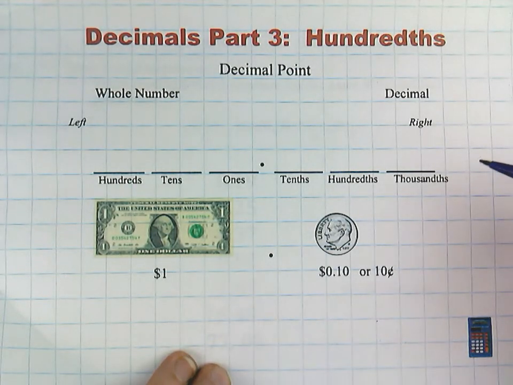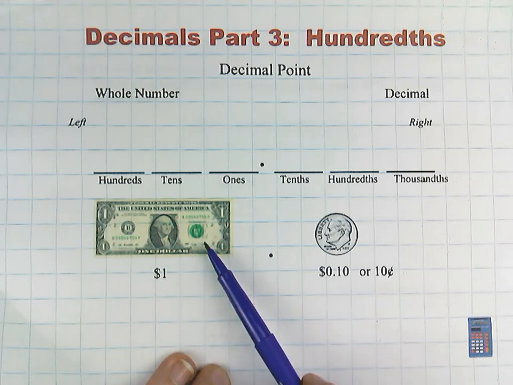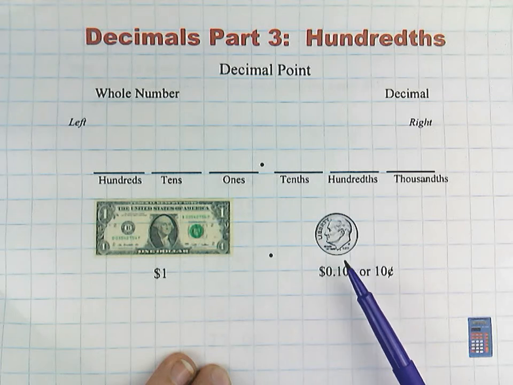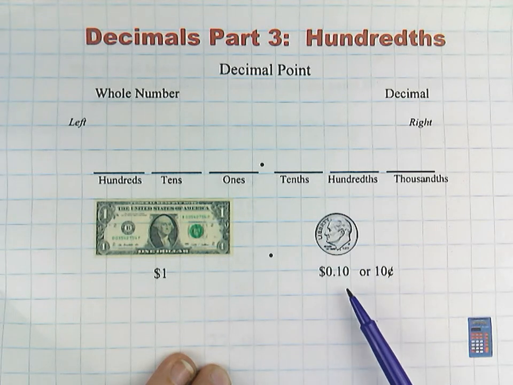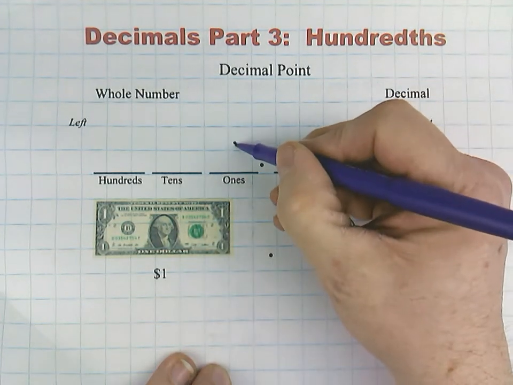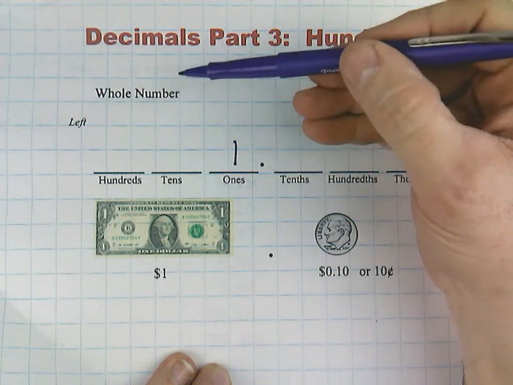So why do we need decimals? The reason is that we often have less than a whole. For example, you can have one whole dollar, which equals 100 cents. But you may also just have a dime, which is only 10 cents out of 100. So our $1 would be a whole dollar, and we would write that on the left side because it's a whole number.